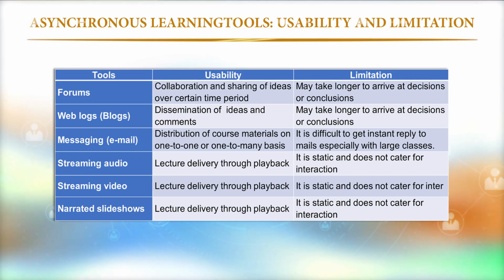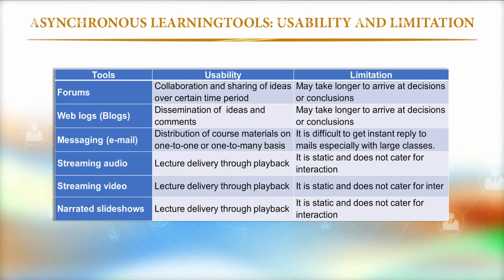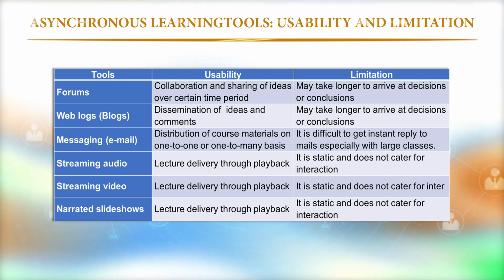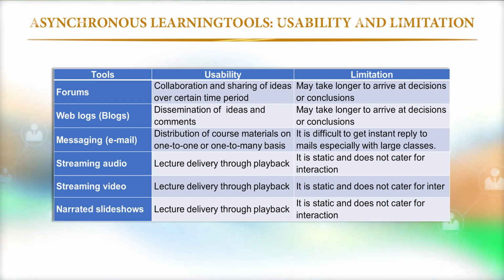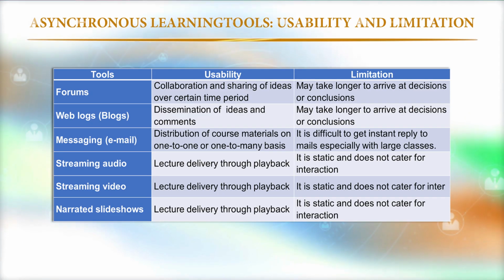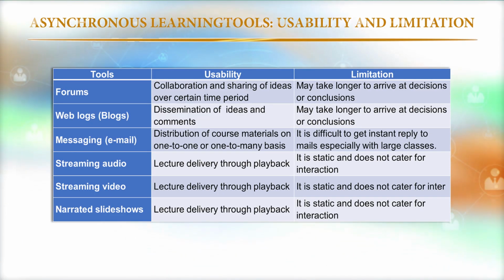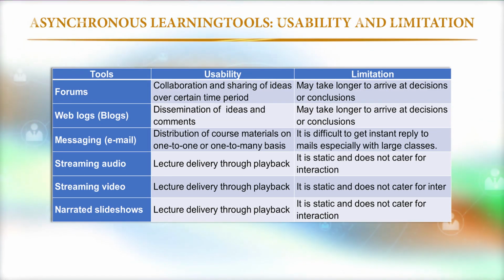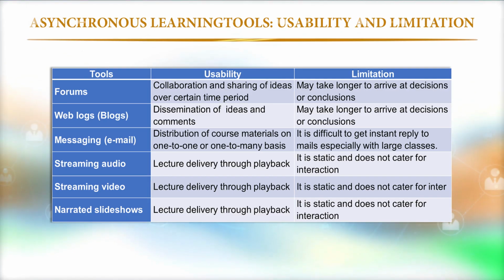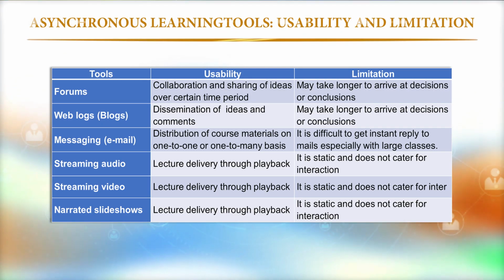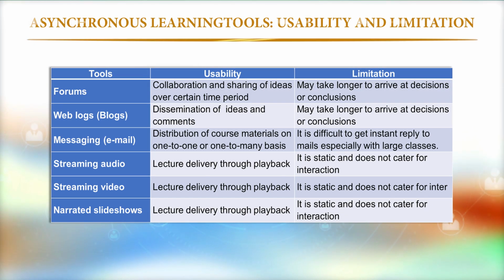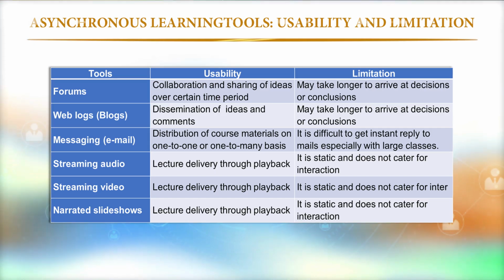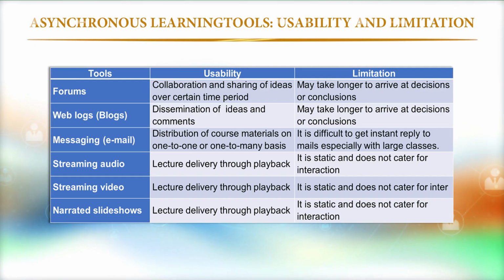The limitation of the discussion forum is that it may take longer to arrive at the discussion or conclusion. Because each participant will reflect on their own time, to conclude the topic it will take time. Weblogs or blogs are for dissemination of ideas and comments. Using a blog we can disseminate the ideas and comments, but the limitation of blogs is that it may take longer to arrive at the conclusion.